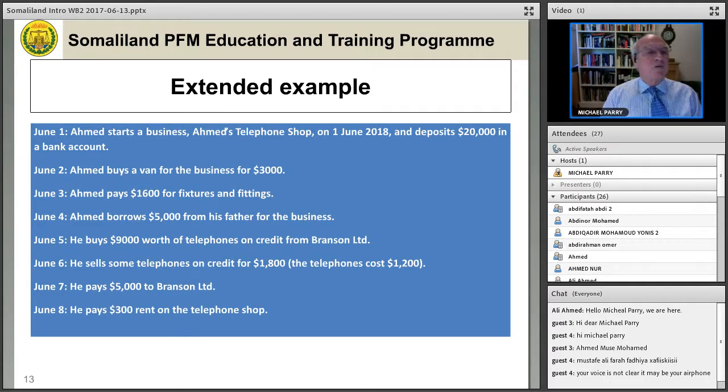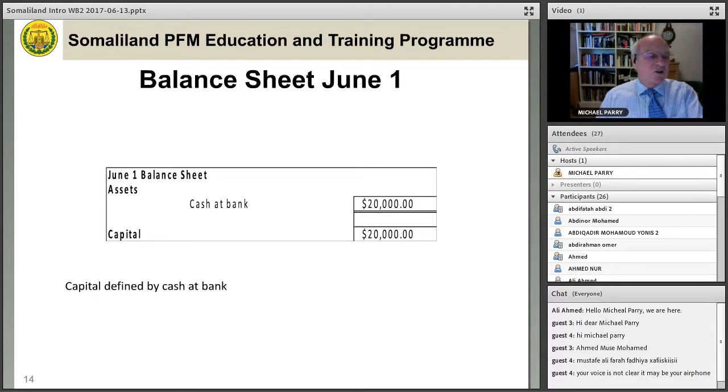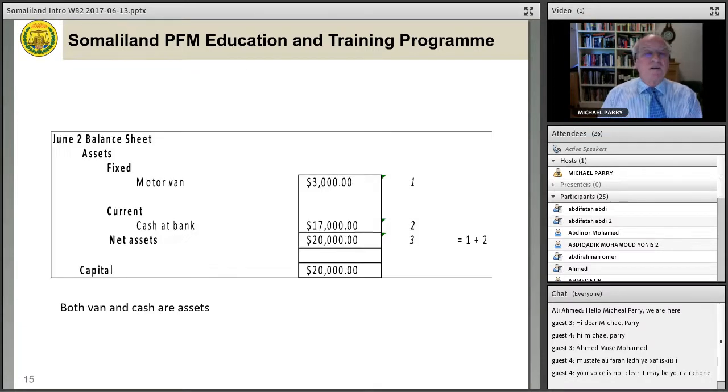Later on, we'll look at double entry in the context of governments and public sector entities. But for the moment, we'll look at this very simple business, Ahmed, who decides to start a telephone shop on the 1st of June. I made it 2018. It's 2013 in your workbooks, but I thought we should bring it up to date. Well, I just want to go through those transactions one by one and show how they're reflected in the balance sheet. So on day one, it's very simple. Ahmed has got $20,000 in his business bank account, and that is his capital. By definition, his capital is the amount of cash that he put into the business. His net assets are, in fact, only one asset, cash at bank.